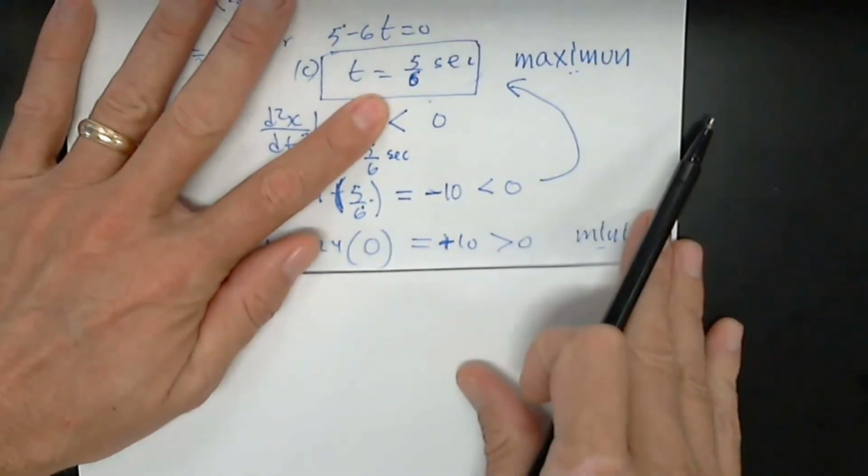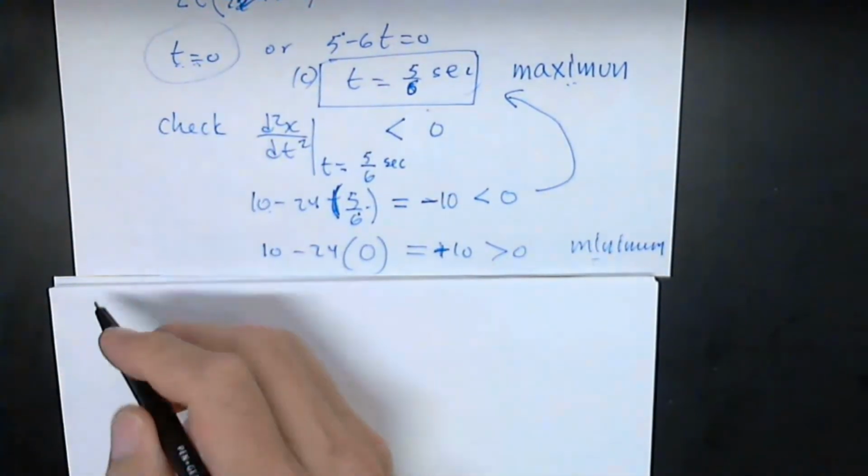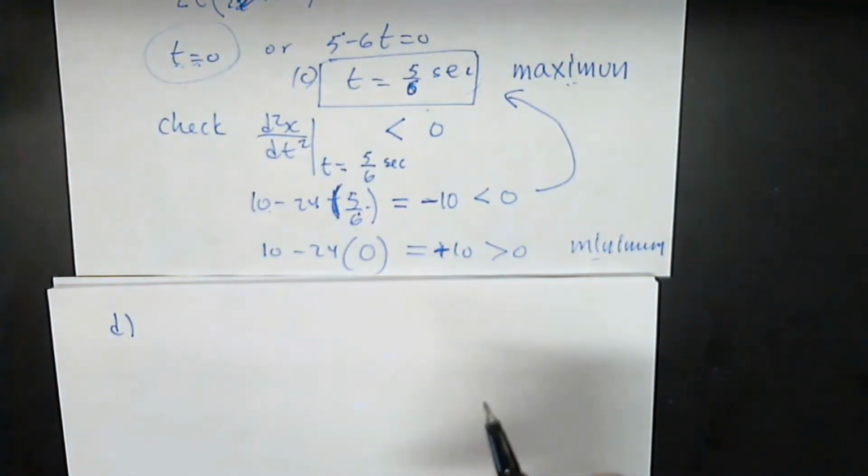Now, D is asking at what time is the velocity 0, and this is what we did on C.